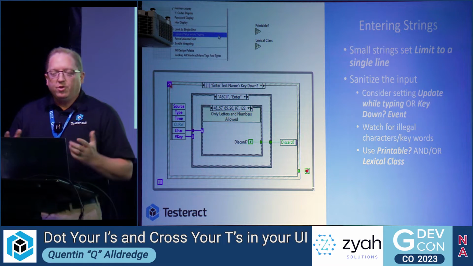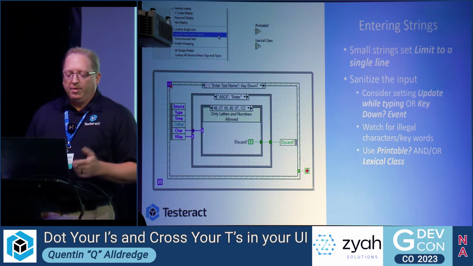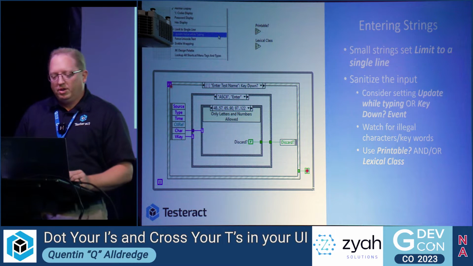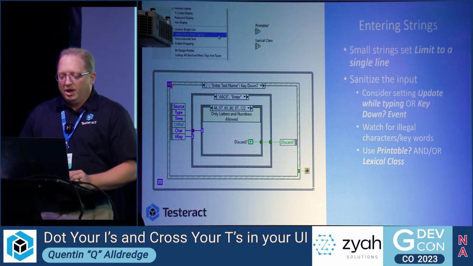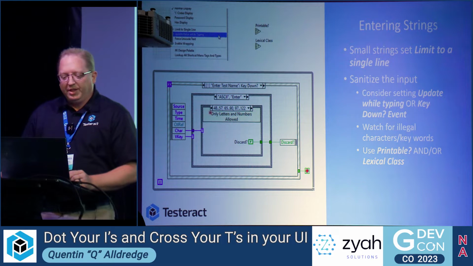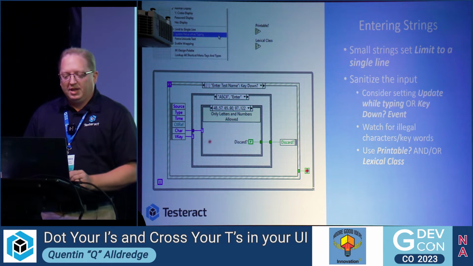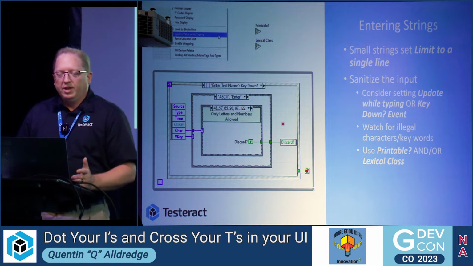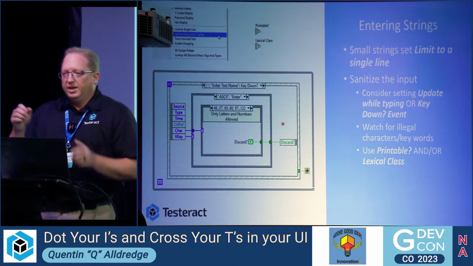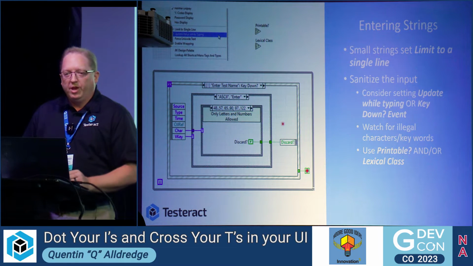But here's one way that you can basically prevent it ahead of time, which is to use the key down event. You could do this with update while typing, but the key down event will actually give you the keys. And you can see here in this example, I have it limited to only letters and numbers. If they press anything else, it's just not going to print.